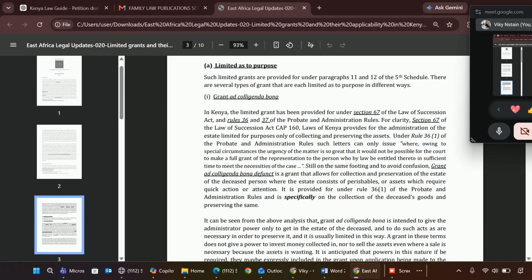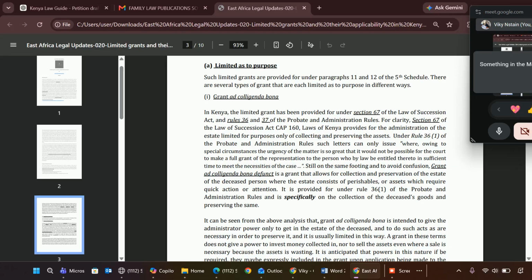And for clarity, Section 67 provides for the administration of the estate limited for purposes only of collecting and preserving the assets. Okay. If you read it together with Rule 36 of the Probate and Administration Rules, it says that such letters can only issue where, owing to special circumstances, the urgency of the matter is so great that it will not be possible for the court to make a full grant of the representation to the person who by law would be entitled thereto in sufficient time to meet the necessities of the case.